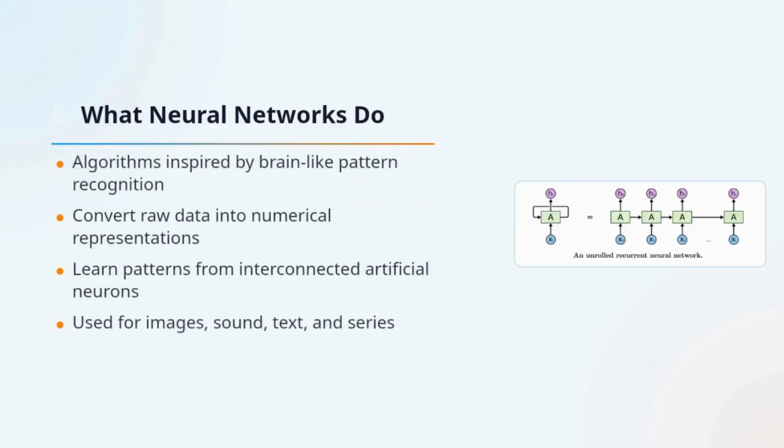A neural network is a set of algorithms designed to recognize patterns in data. Just like the brain processes signals, these networks take input, transform it through layers, and produce an output. Real-world data such as images, sound, text, or time series must first be represented numerically. So at the core, neural networks are pattern learning systems made of many connected artificial neurons.